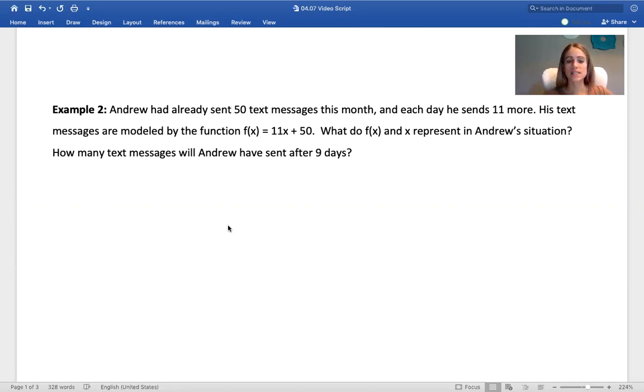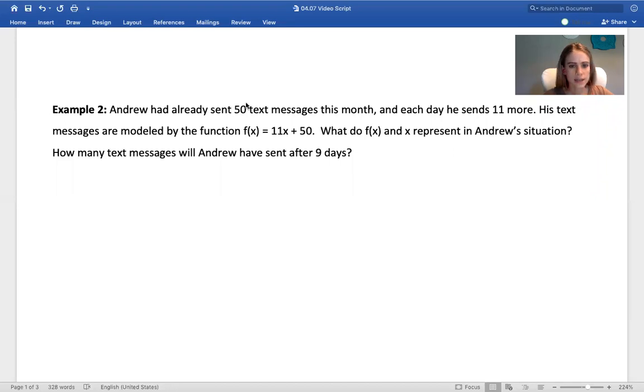Andrew had already sent 50 text messages this month, and each day he sends 11 more. His text messages are modeled by the function f of x equals 11x plus 50. What do f of x and x represent in Andrew's situation? How many text messages will Andrew have sent after 9 days? All right, first read is done, my overview. Now on to my second read, where I'm going to annotate the text and answer the questions.